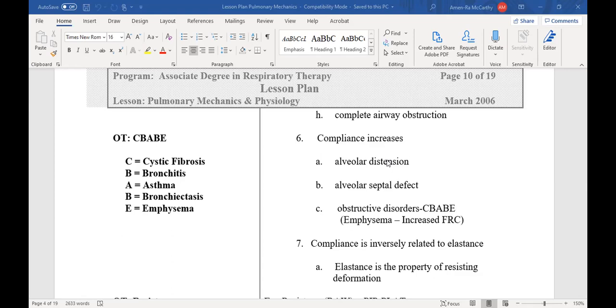The CBABE diseases are, and I always say, you got COPD, baby. That's how you remember it, because it's CBABE, right? C-B-A-B-E, CBABE, okay? You got COPD, baby. The C stands for cystic fibrosis. Cystic fibrosis. B for bronchitis. And it's usually chronic bronchitis, but bronchitis nonetheless. A for asthma.